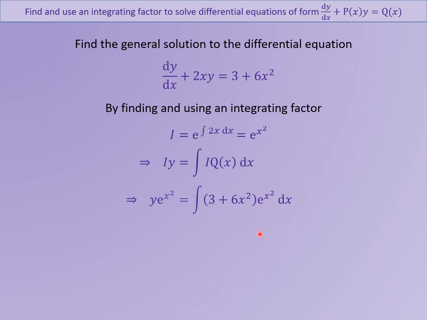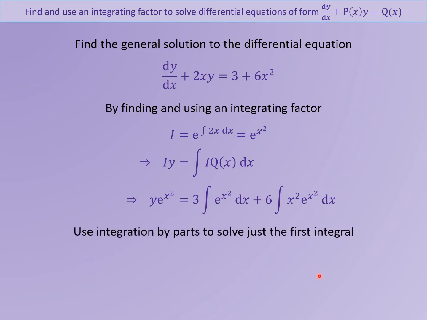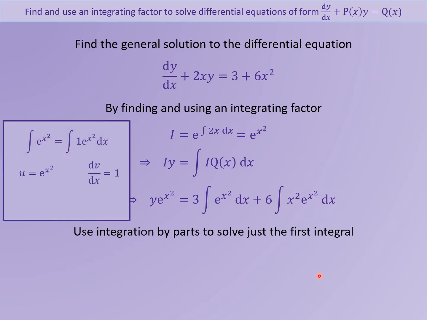It looks a bit messy, but what I can do is write this out as two separate integrals. So it's 3 times the integrating factor there, and it was 6x times the integrating factor here. And the reason I've done that is because now I can solve these two. I can solve them using a substitution method or an integration by parts, and I could solve it with both of them. So the first one, e to the x squared, I'm going to think about writing that as 1 times e to the x squared, and that might be enough of a hint to start you off.